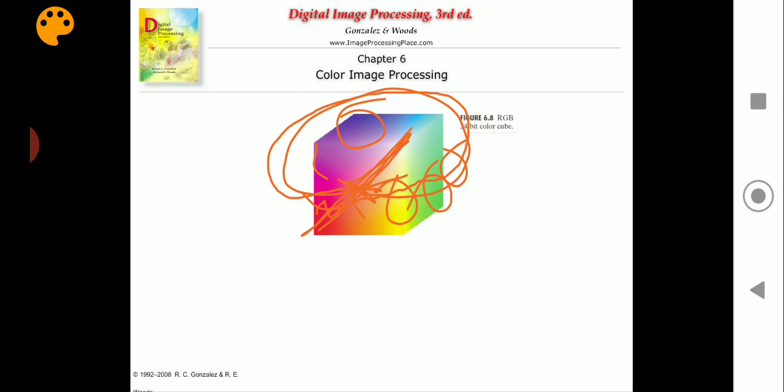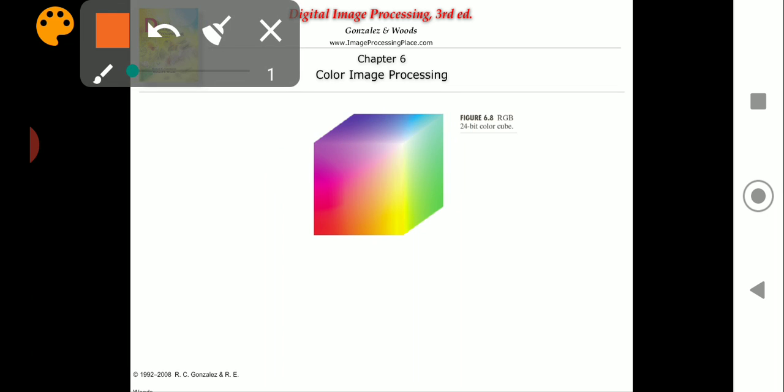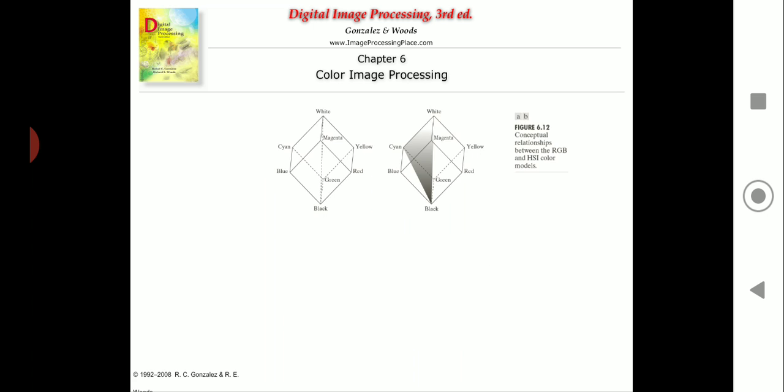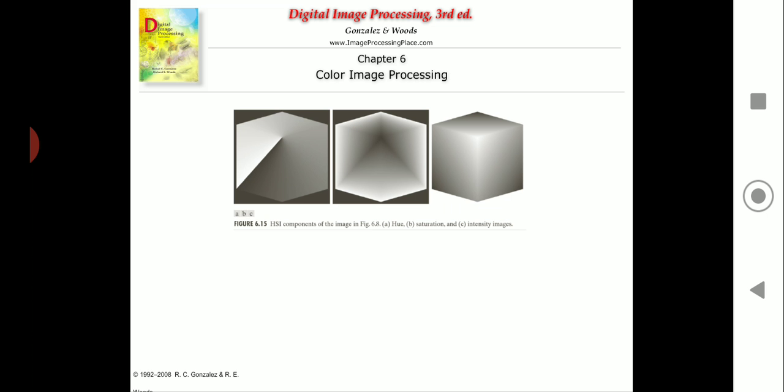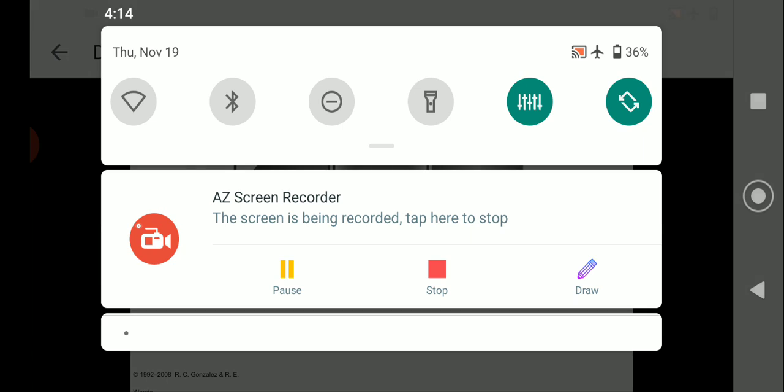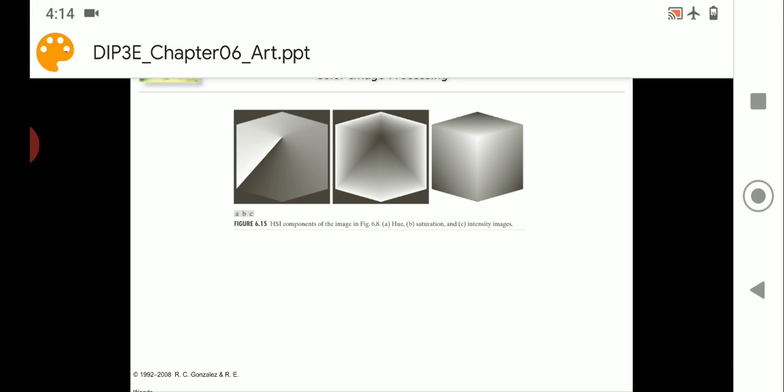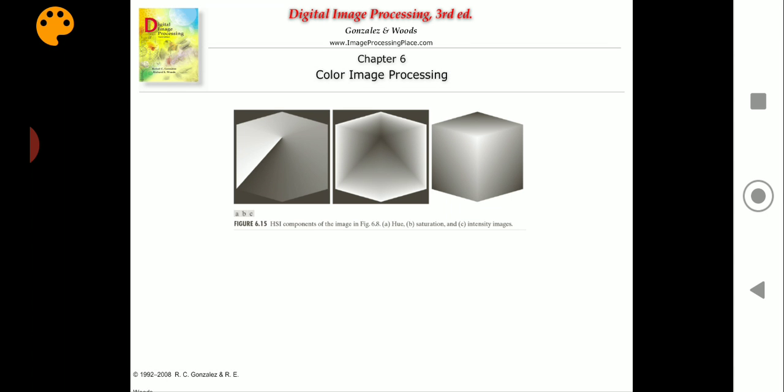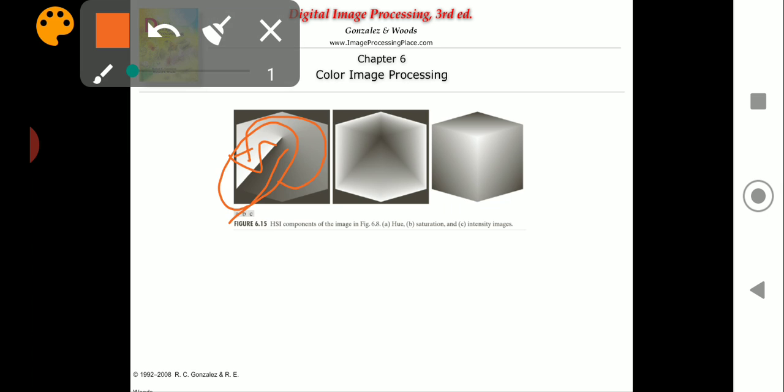Whatever hue plane we saw just now, yeah, this is your hue plane, the first figure. The hue plane is a line which is drawn along your RGB plane. That's why you can see a line here like this. You can observe this thing. A line is there, and this line has been moved something like this. That's how you will get your hue plane.